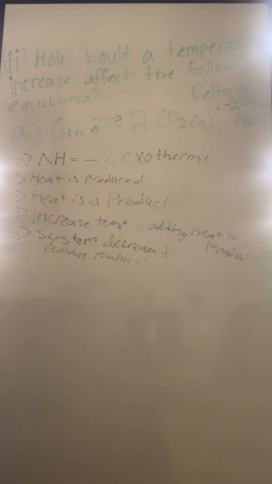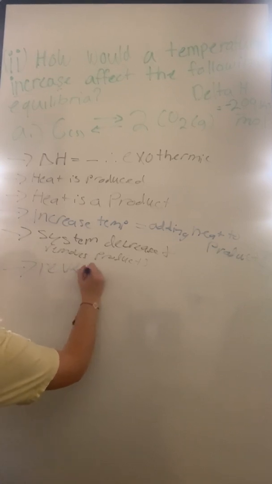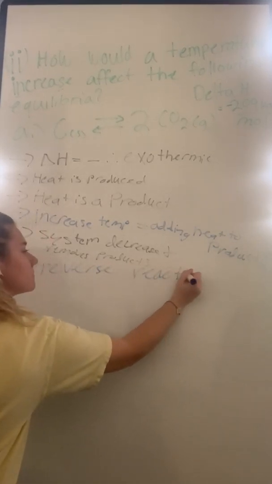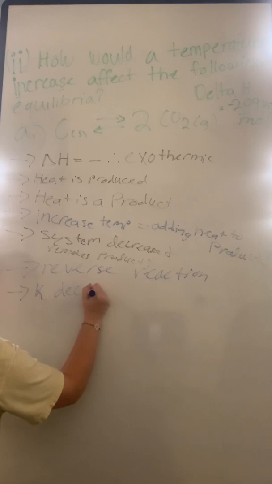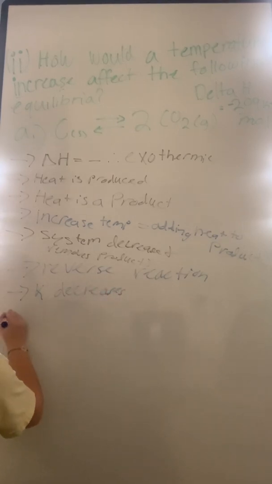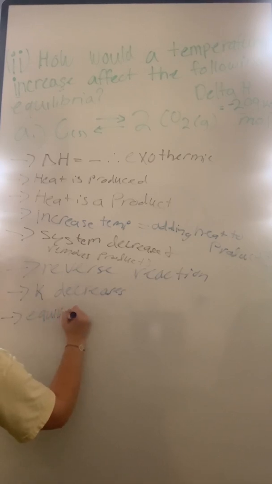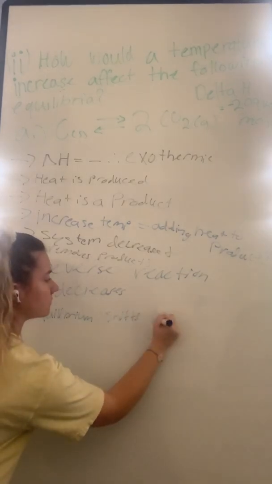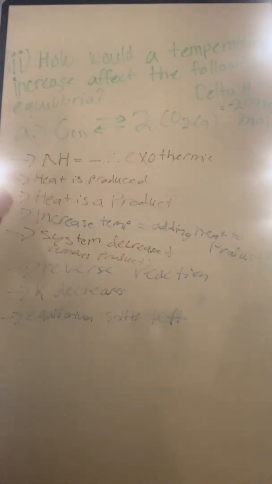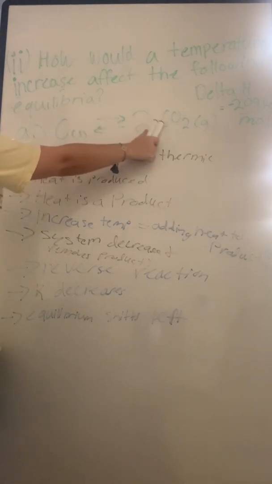And so we can conclude that this is a reverse reaction and that K decreases and equilibrium shifts to the left. And it shifts left because of the way that there's a reverse reaction because your system is decreasing, so it's going to be shifting to your left.